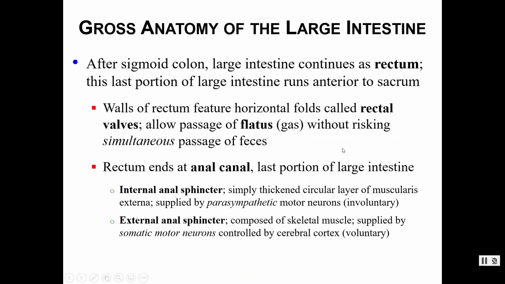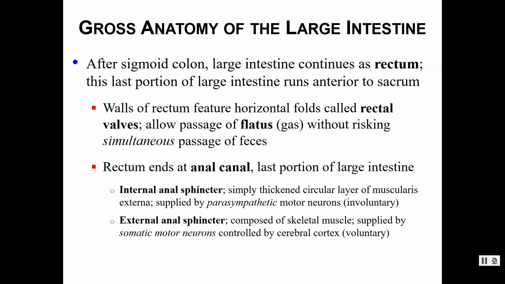Now, let's talk about what happens at the end of the path. After you hit the sigmoid colon, the next place would be the rectum, and this is the last portion of the large intestine. The walls of the rectum have some features. We've got horizontal folds. We call these rectal valves, which allow gas, or flatus, to escape without simultaneously passing feces. So you are able to expel gas without always passing feces.